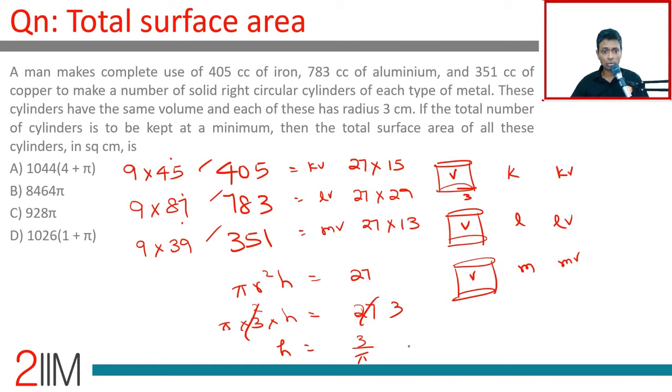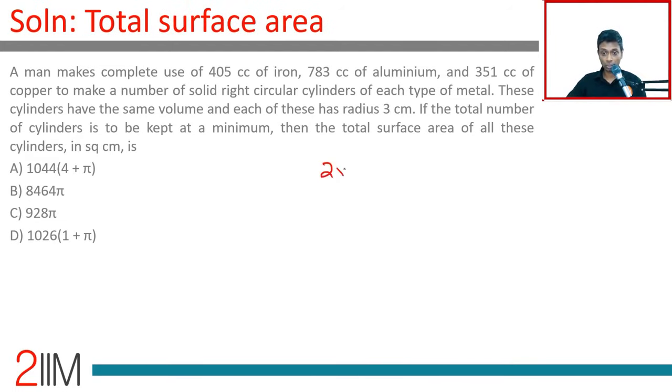Then the total surface area of all these cylinders, surface area of one cylinder, is 2 pi r square plus 2 pi r h. Pi r square on top, pi r square on bottom, 2 pi r h. R is 3, h is 3 by pi. Fine, let's do this. 2 into pi into 3 square plus 2 into pi into 3 into h, which we recognize is 3 by pi.